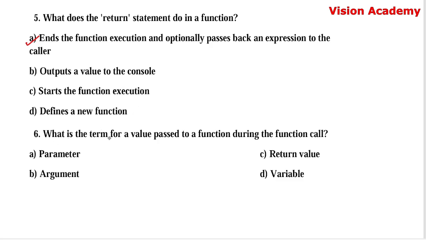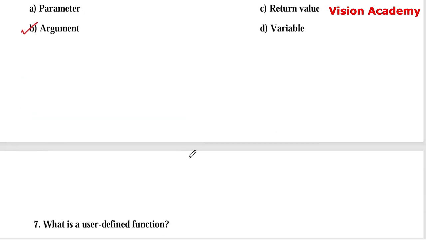Question number 6. What is the term for a value passed to a function during the function call? Option A, parameter. B, argument. C, return value. D, variable. Here, option B, argument is the right answer.